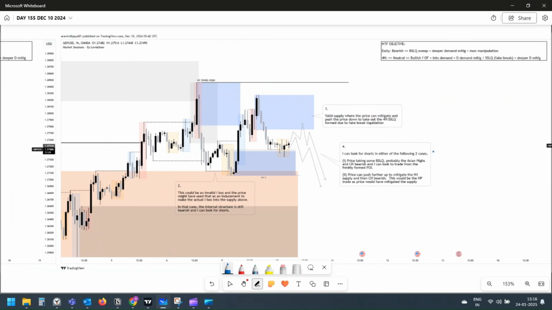Okay. Valid supply where the price can mitigate and push the price down to take out the 4 hour sell side liquidity formed due to fake break liquidation.